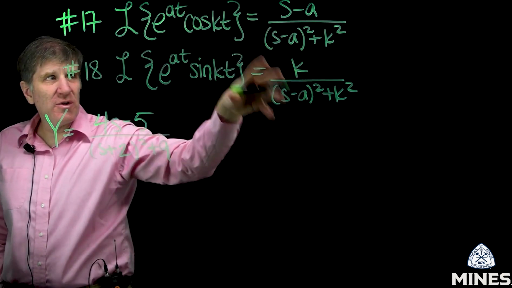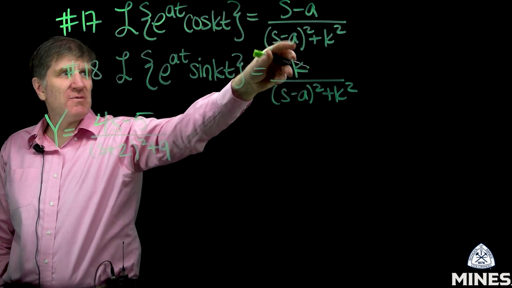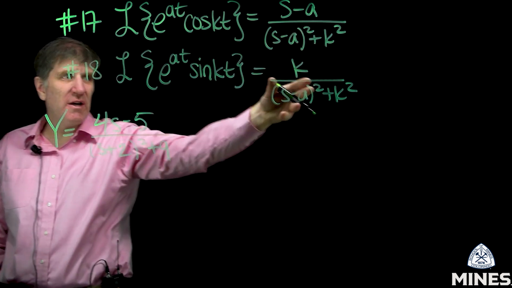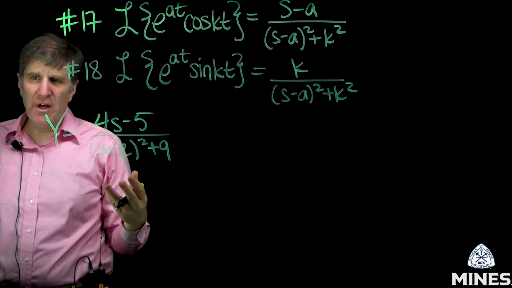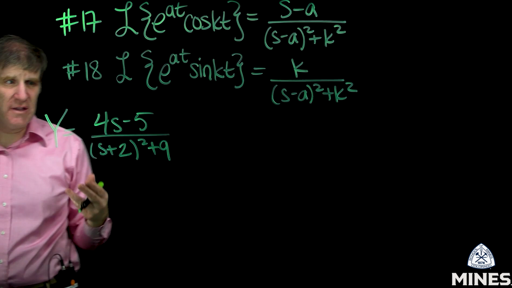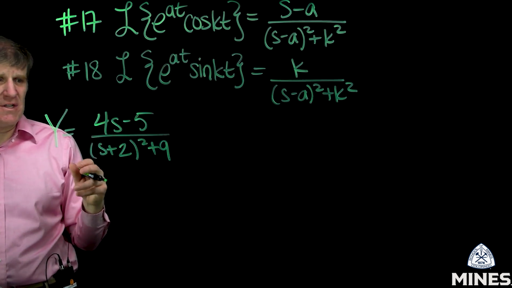We kind of are looking at the right form. We have an s plus 2 squared plus 9, so we have an s minus a squared plus k squared. We have the right denominator, but our numerators don't match what's in the table. And so we're going to have to work on this a little bit. And this is our add subtract trick to force this into something that fits the table.